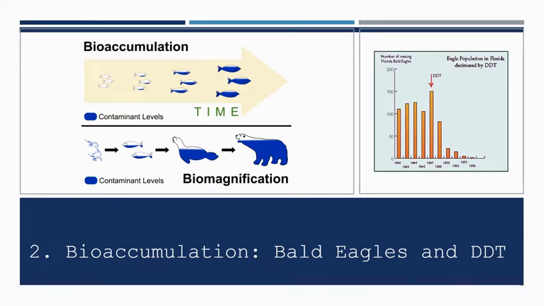A classic example of this was DDT, where bald eagles were consuming animals that had DDT in them, and the DDT was causing the eggshells of the bald eagles to be too thin, leading to higher mortality of baby bald eagles.